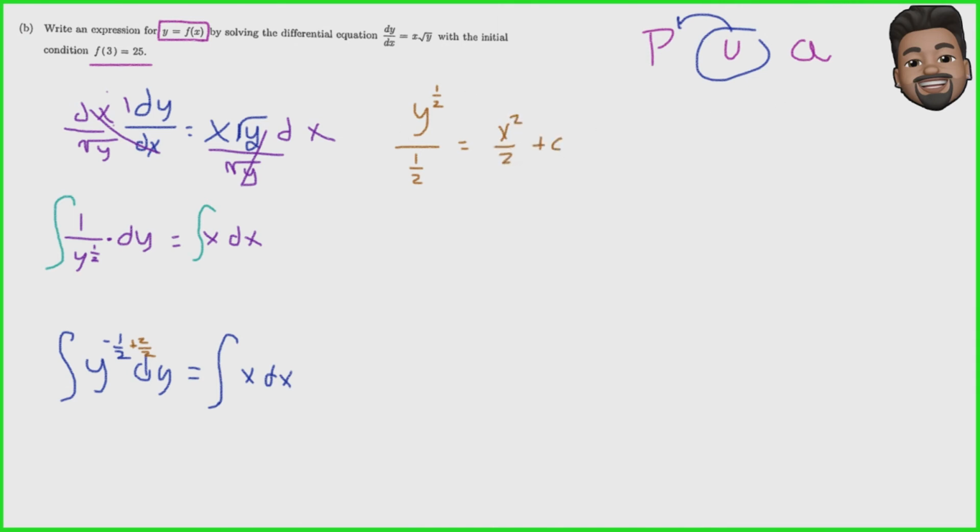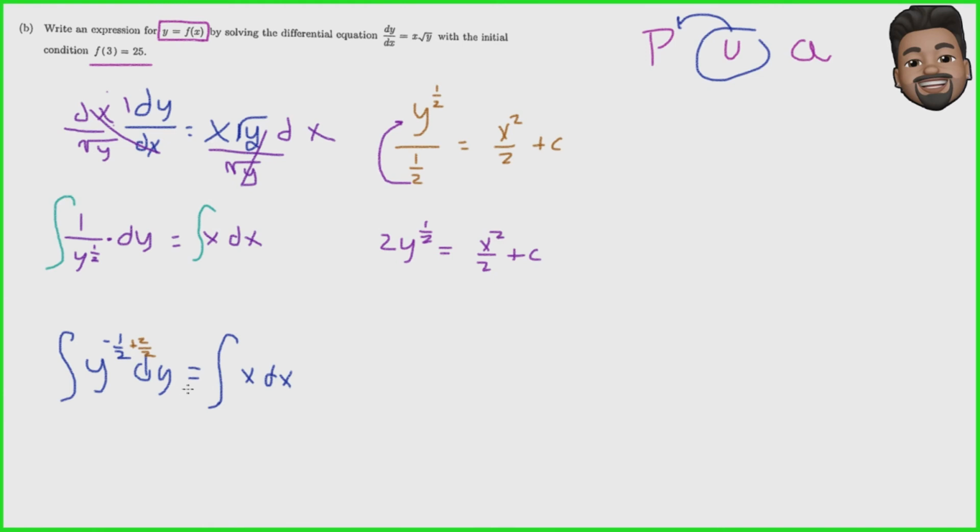Well, this looks a bit confusing. Again, hopefully from the prior video, how you deal with these makes some sense, right? We've got divide, where essentially we can keep flip change, but all that means is we can just bring the 2 up. So this is going to become 2y to the 1/2 is equal to x squared over 2 plus C.